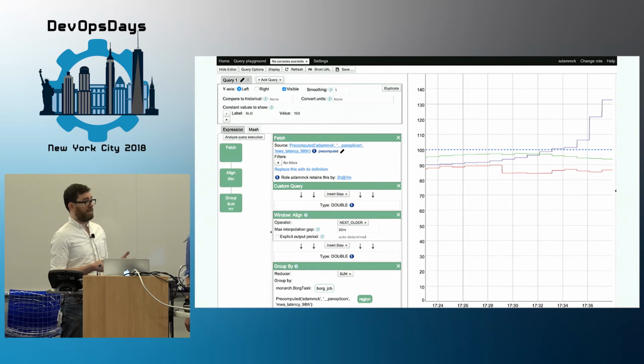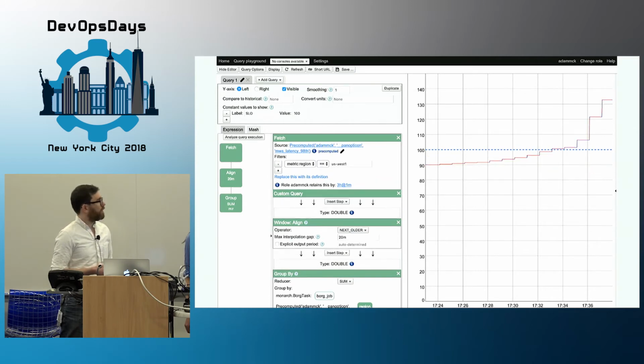Now, this would be a great time to drain that region. If we have a lever to pull to do that, shift all the traffic to US East 1 while we work it out, that would be great. But we're going to dig in deeper. So we're going back to US West 1.